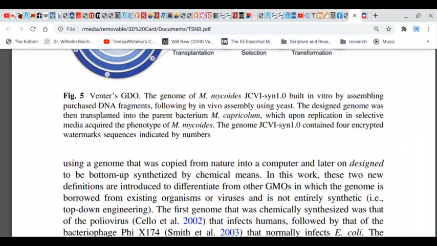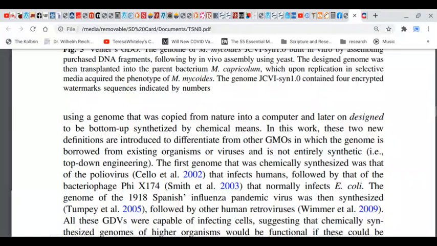Using a genome that was copied from nature into a computer and later designed to be bottom-up synthesized by chemical means. In this work, these 2 new definitions are introduced to differentiate from other GMOs in which the genome is borrowed from existing organisms or viruses and is not entirely synthetic, top-down engineering.